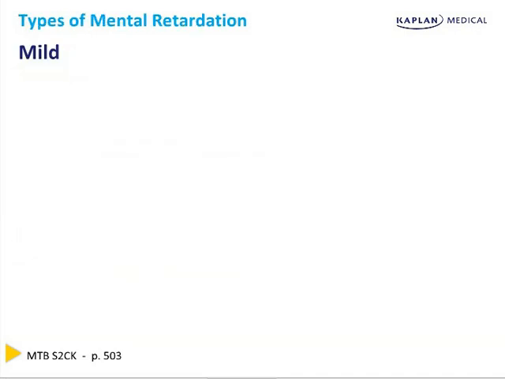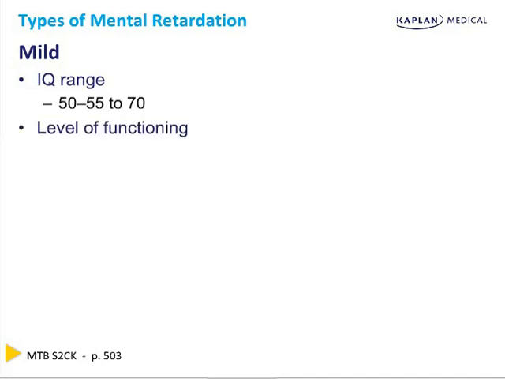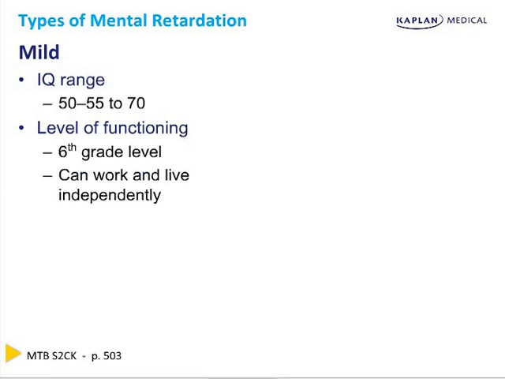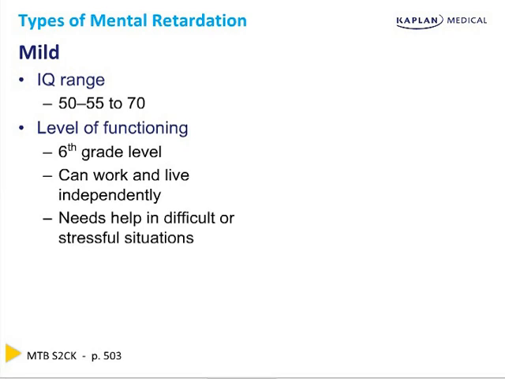So let's say the exam is administered and it comes back with an IQ range between 50 to 70. This is mild mental retardation. It's a level of functioning at the 6th grade level. Here, you would expect people to work and live independently. However, in difficult or stressful situations, they need extra help from family, friends, or physicians. Someone would have to support them through those times.